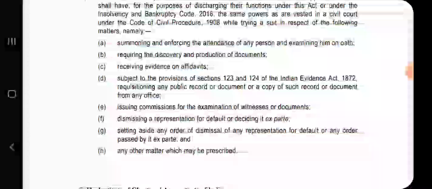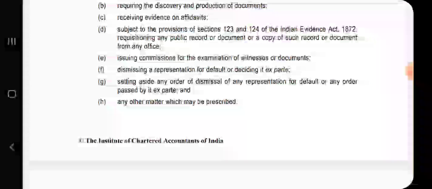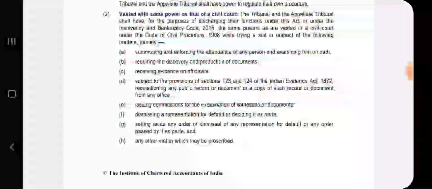Issuing commissions for the examination of witness or documents. It can ask for examining witnesses or the documents. Dismissing a representation for default or deciding it ex parte. If there is any default on the side of the parties who have appeared before them for an appeal, then it may take a decision ex parte without considering their things, because they have not even appeared, they are not following the orders of tribunal or appellate tribunal. Setting aside any order of dismissal of any representation for default or any order passed by it ex parte. And any other matter which may be prescribed. Hope you are clear with these points A to H. These are the powers of tribunal and appellate tribunal.